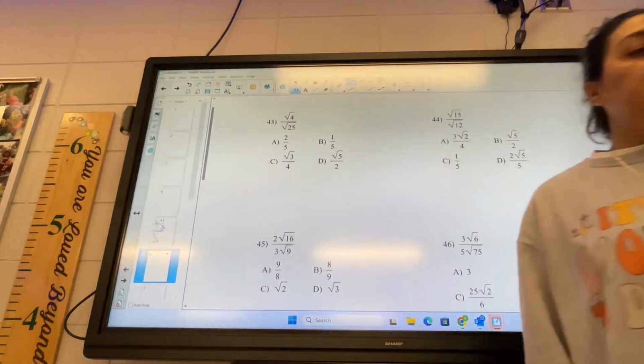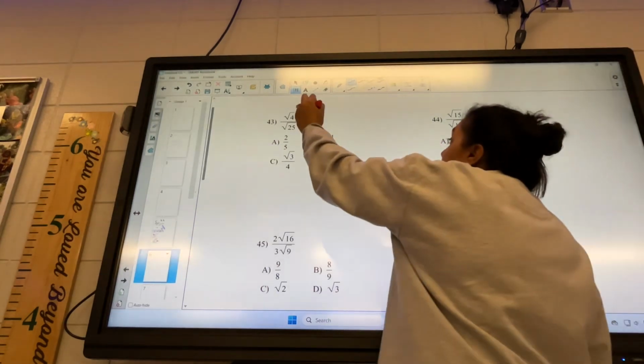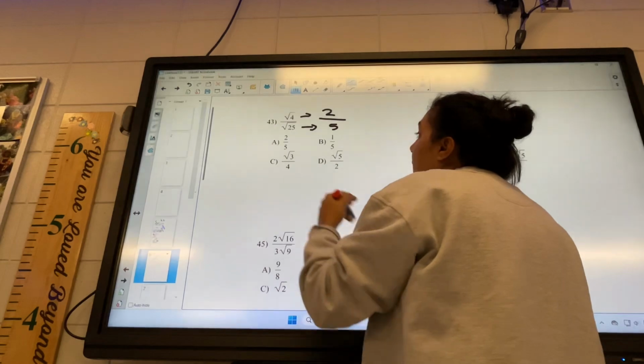Okay, 43. What is the square root of 4? That's one of the ones I told you to memorize, remember? It's plain 2 with no house. Square root of 25 is 5, is 5 with no house. Okay, so which one is that? A.